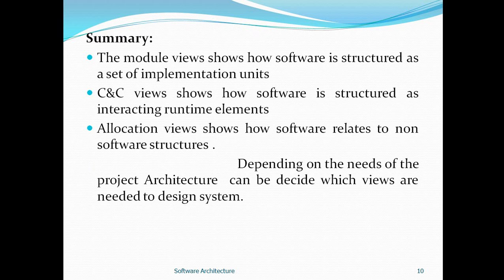Finally, we come to the end. The module view shows how the software is structured as a set of implementation units. So a module is the smallest unit of software such as classes, functions and collections of objects, etc. These modules make a software. However, each is a part of software. So these parts make a software. These softwares, the collections of softwares, make a system. Right?